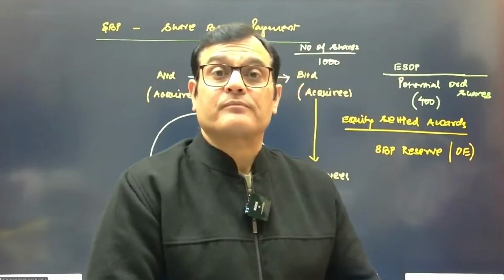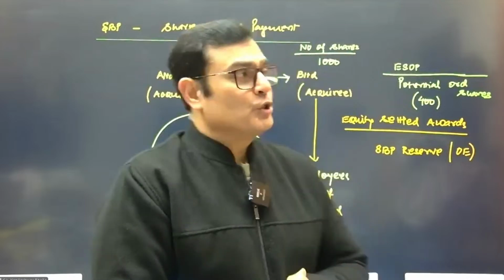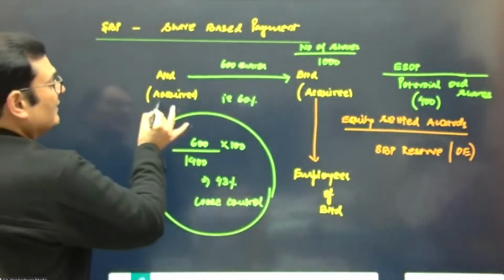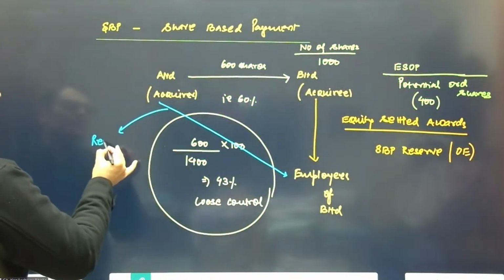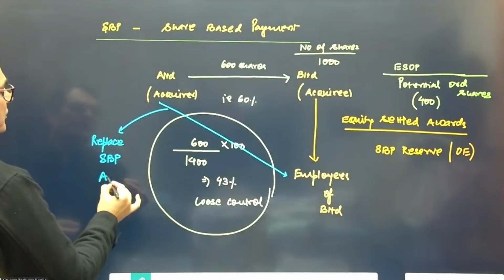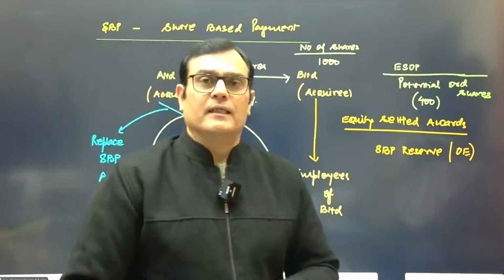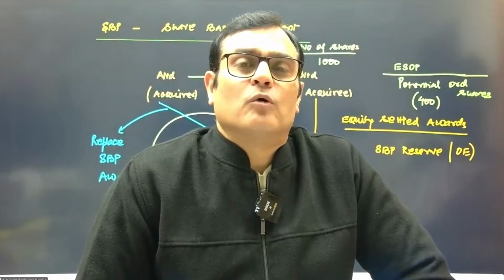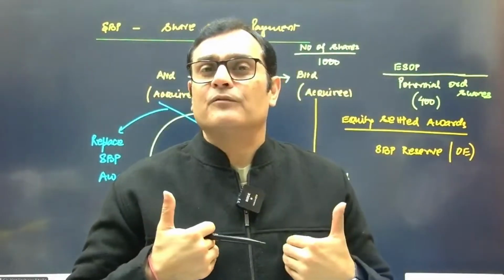So what will he do? He will approach the employees of B Limited on the date of acquisition and tell them, I am ready to replace your share-based payment awards. He will say, let's do one thing. I will give you new ESOPs in place of these old ESOPs. You forget about the ESOPs which B has given you, but I will give you these ESOPs.